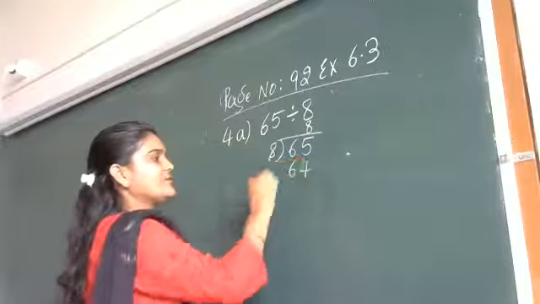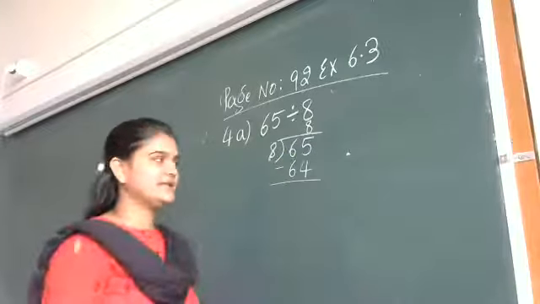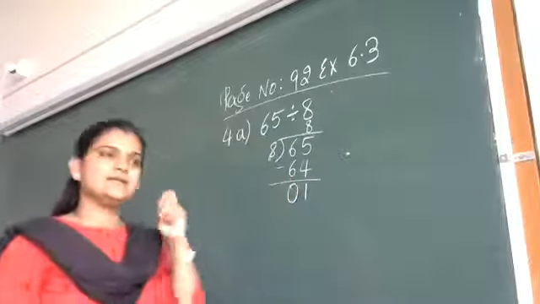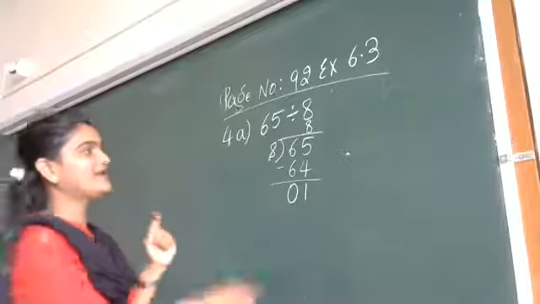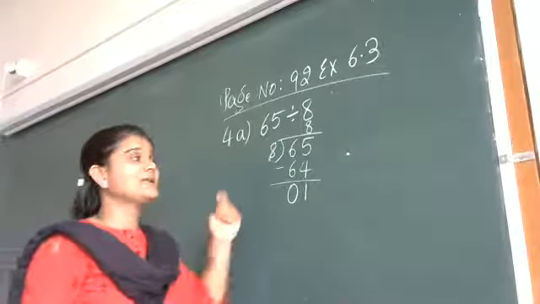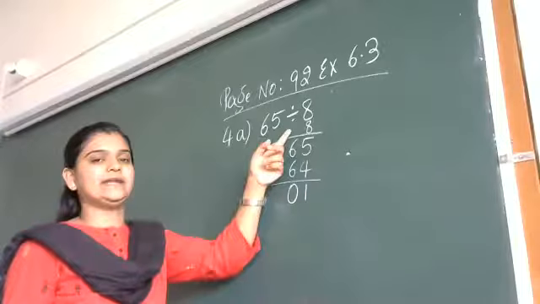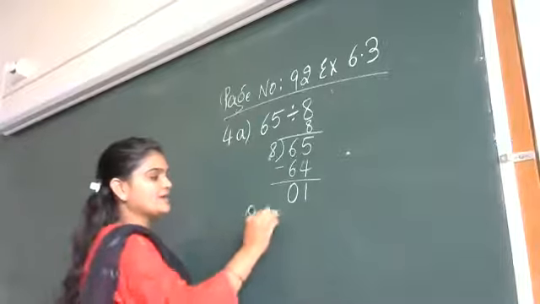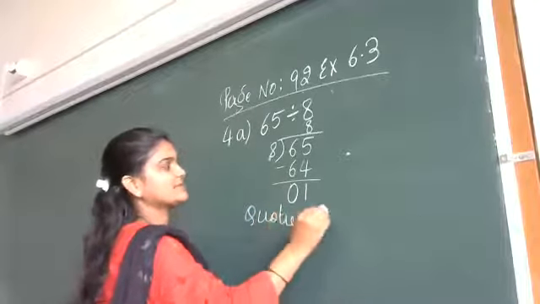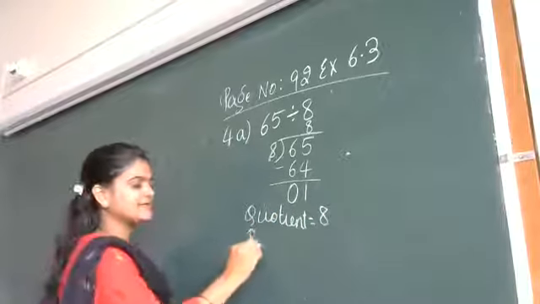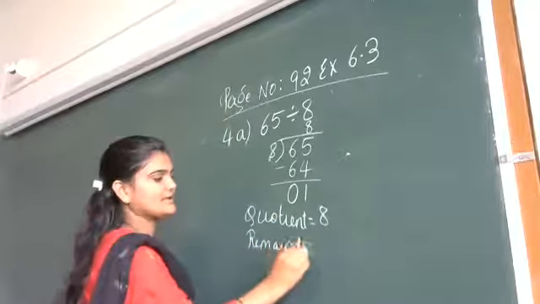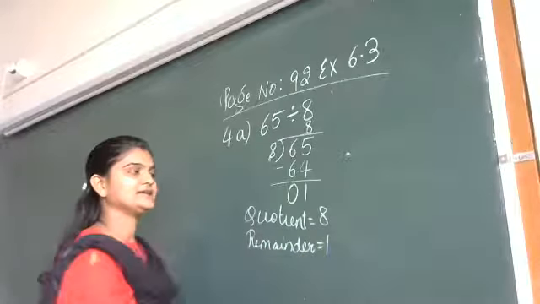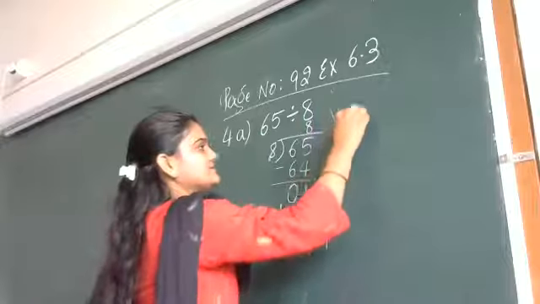8 eights are 64. We take 64 and we need to subtract. 65 minus 64 is 1. The answer is 1. Now the remainder is 1. Quotient is 8. They have asked the question, find the quotient and remainder. First, we will write quotient is equal to 8. Remainder is, what is the remainder? 1. Help me out to find the verification.